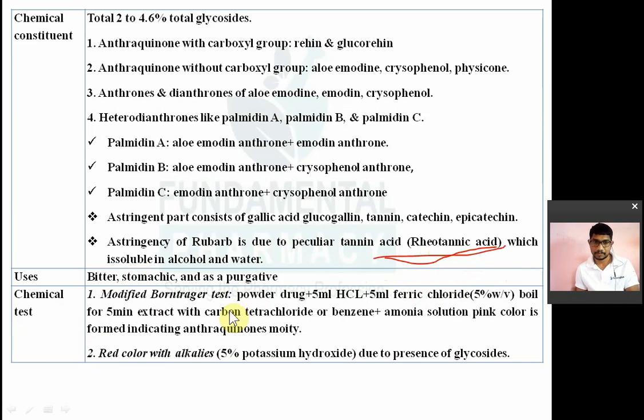Remember this line: it is used as a bitter stomachic purgative. Stomachic means it will increase gastric acid or gastric fluid secretion. Purgative I have already explained. Again, the test is the modified Borntrager test.